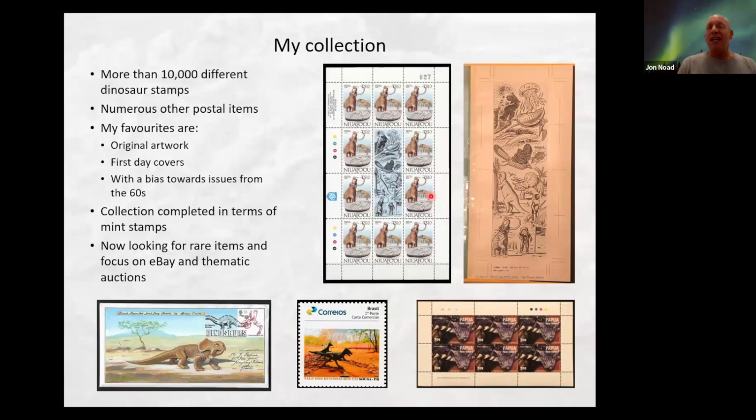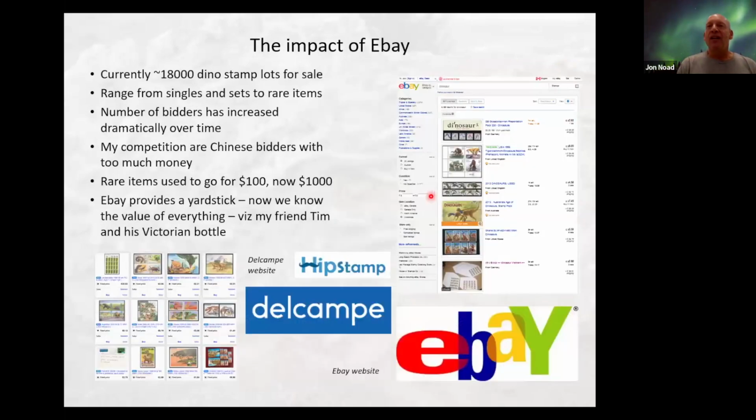Basically my collection is complete in terms of all of the mint legal dinosaur stamps out there, but I'm continuing to look for rare items, and I focus now more on eBay and on thematic auctions when they take place. I've had some bad situations where I've ended up buying 500 first day covers in an auction just to get the one that I need for my collection, which is always a little bit painful. And so I'm hoping that when I retire, finally, I'll be able to go back on eBay and try and sell some of those off.